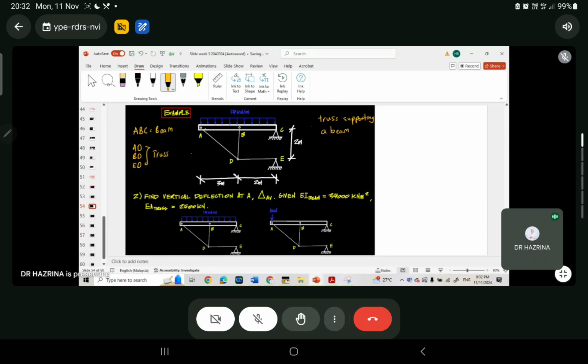So macam mana kita nak mengira you punya degree of indeterminacy? Okay, so can you calculate for me the degree of indeterminacy for this particular trusses systems? I give you 2 minutes to calculate the DOI for these particular structures. Come on, 2 minutes.